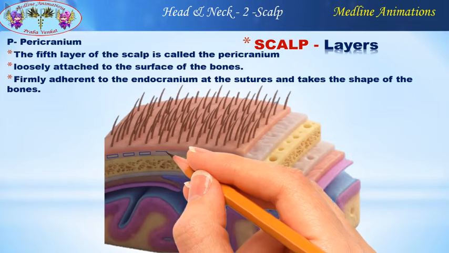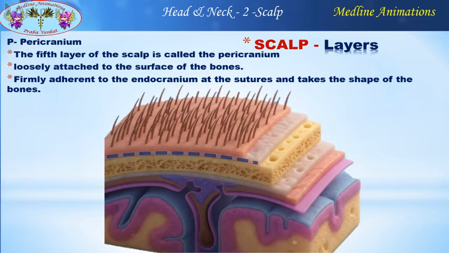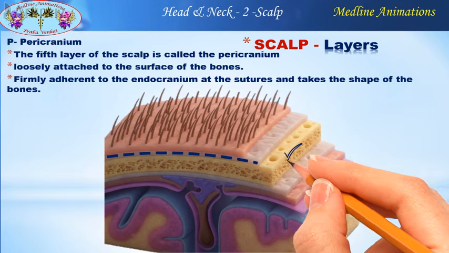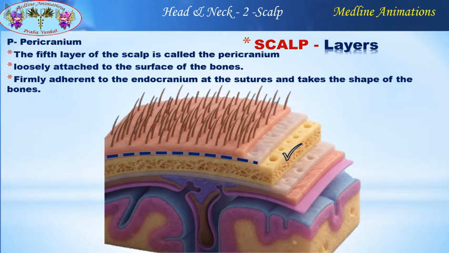The fifth layer of the scalp is P, pericranium. The fifth layer, pericranium, is the periosteum of the skull bones and is a fibrous, membranous structure that covers the external aspect of each skull bone separately. It is loosely attached to the surface of the skull bones and firmly adherent to the endocranium at the sutures, and so takes the shape of the bones.